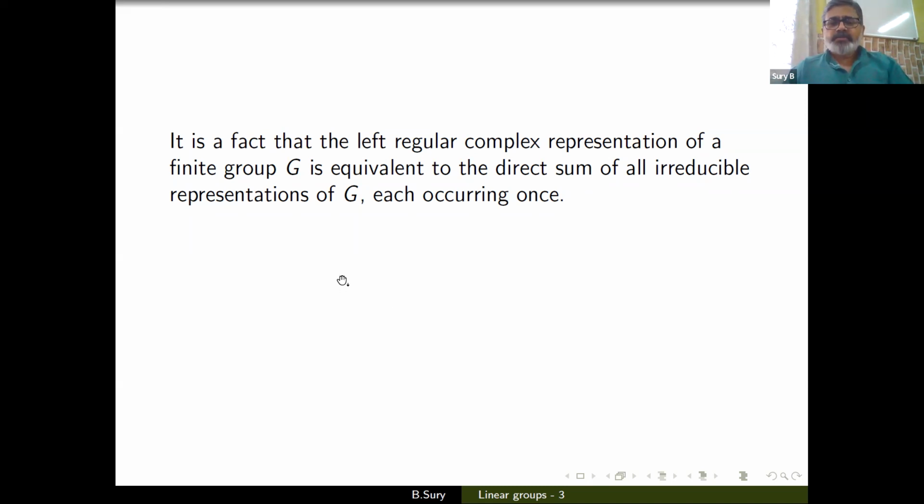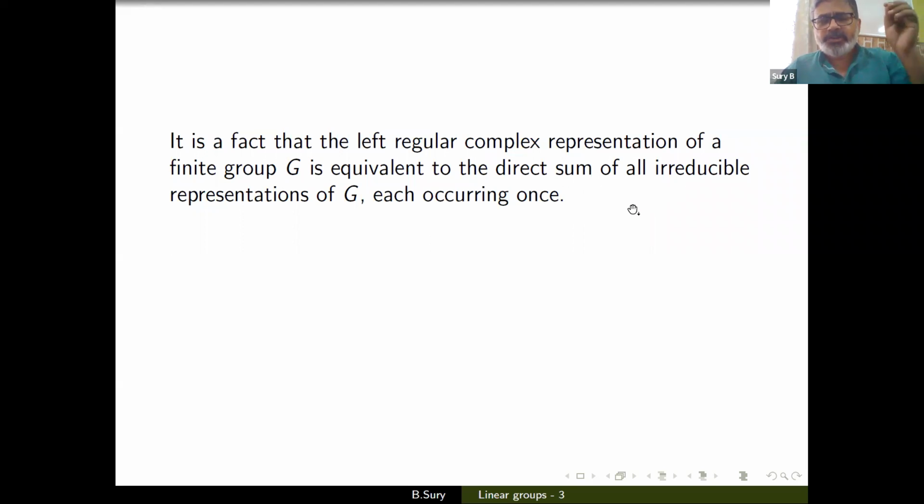The basic fact is that the left regular representation contains all the irreducible representations. And in fact, each irreducible representation occurs exactly its dimension number of times. Okay, this is a typo here: each occurring dimension number of times.